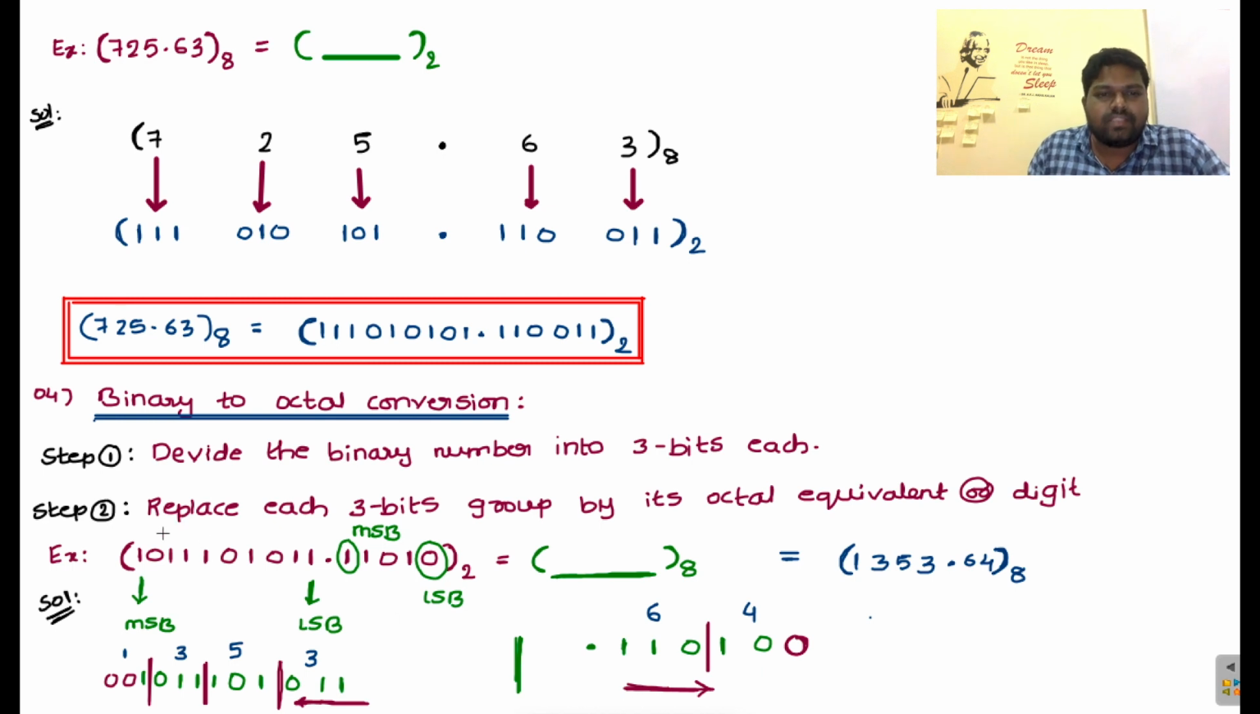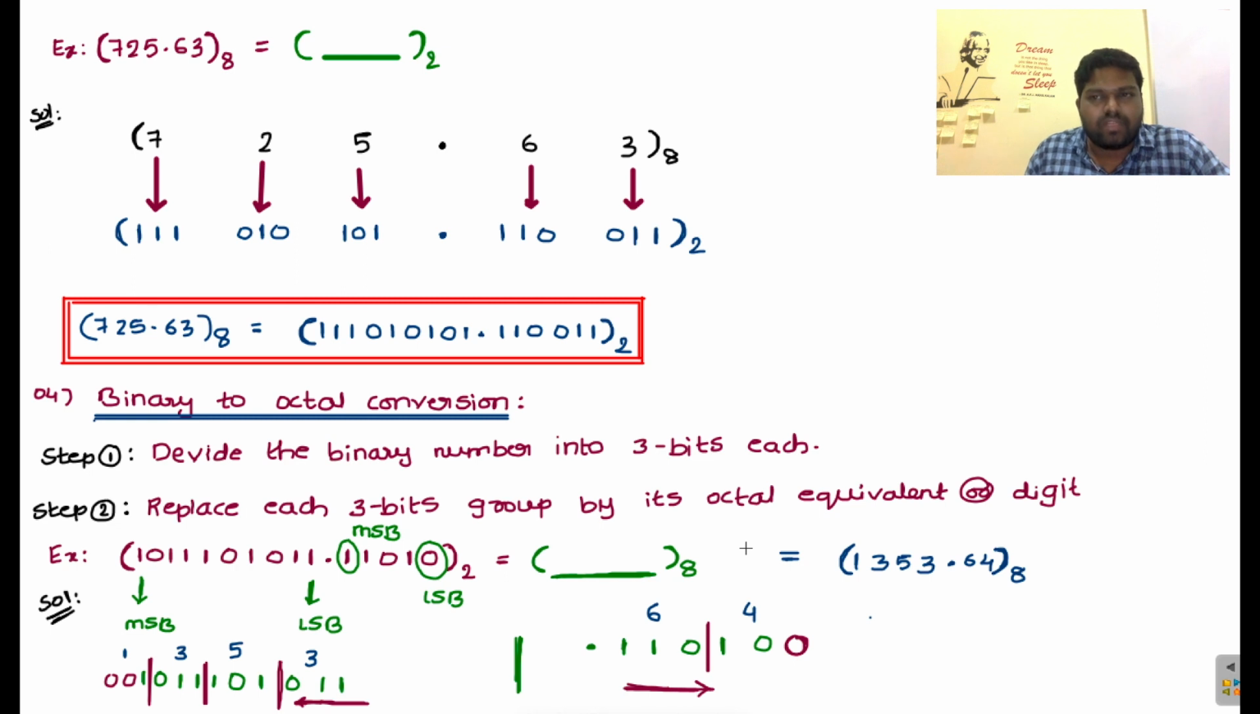This is your example: 10110111.11010. This is your binary number. The given number is binary, and the required number is base 8, that is octal number system. So first divide all the bits into groups of 3. After that, assign the octal equivalent. Then the conversion is over.